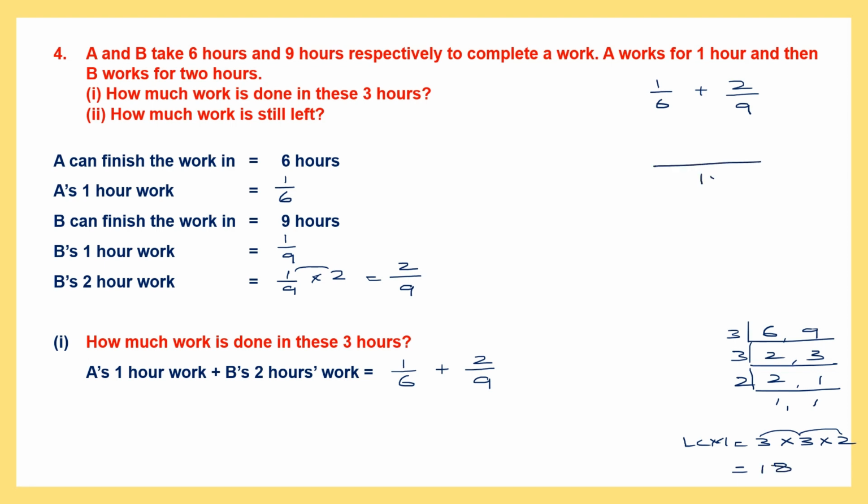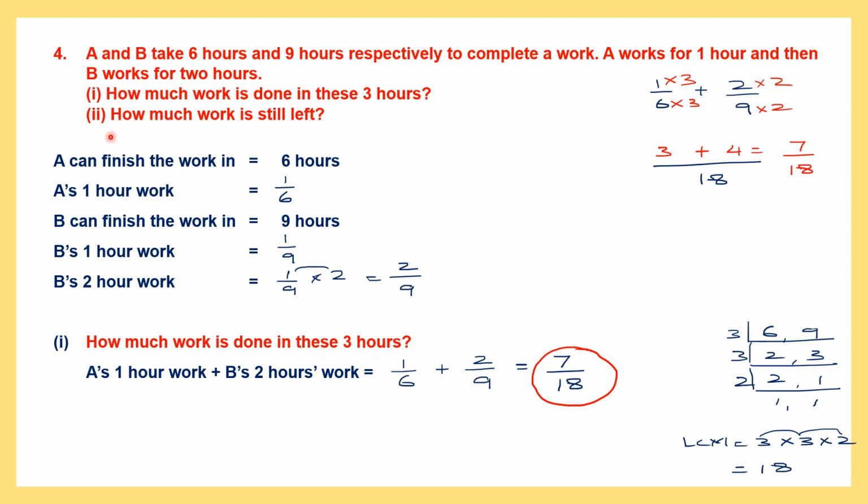Let's use that. 18, the first fraction denominator is 6, 6 into 3 is 18. So 1 into 3 is 3 plus second fraction 9 twos are 18, 2 twos are 4. So 3 plus 4 is 7 by 18. So together if they work, the work will be 7 by 18 in 3 hours. So this is the answer to the first question. 7 by 18 is the work done in 3 hours.